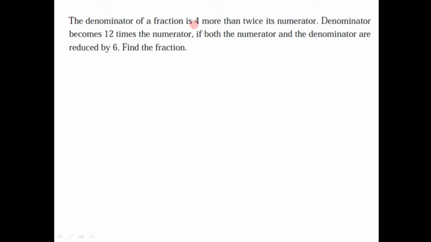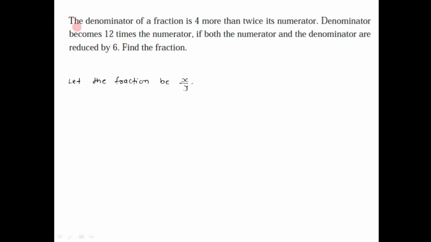The denominator of a fraction is 4 more than twice its numerator. Denominator becomes 12 times the numerator if both the numerator and denominator are reduced by 6. Find the fraction. So here we have to use two variables for numerator and denominator respectively. Let the fraction be x divided by y, where x represents the numerator and y represents the denominator. Now to solve this problem, we have to make two simultaneous linear equations and solve them.